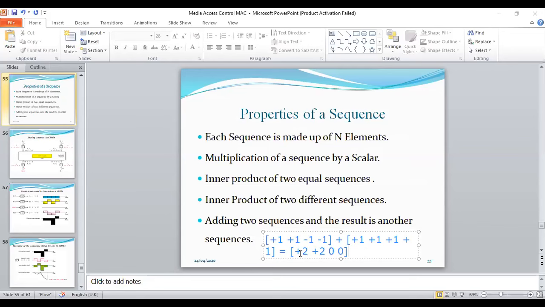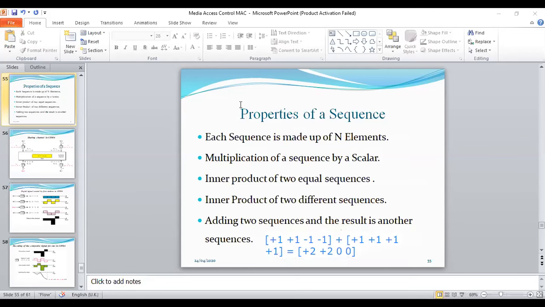Whatever sequence you got is another, totally different sequence here. You can see this is the first sequence, this is the second sequence, and you have just added them. Now, what is the result you get in the third sequence? The meaning of zero is that the particular station is not sending any data, right? The value is supposed to be zero here. These are the properties of a sequence.